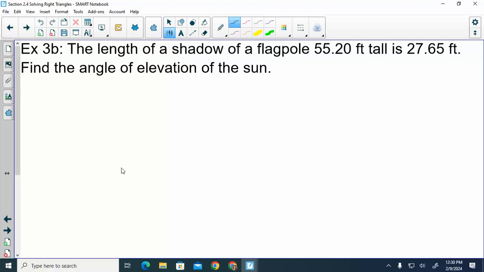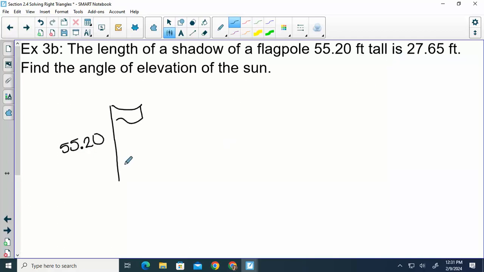So this one, we have a flagpole. 55.20 feet tall. How many significant digits is that? 4. Which one is it? 4, you count 0. If there's a decimal, you count the 0, so it's 4 significant digits.